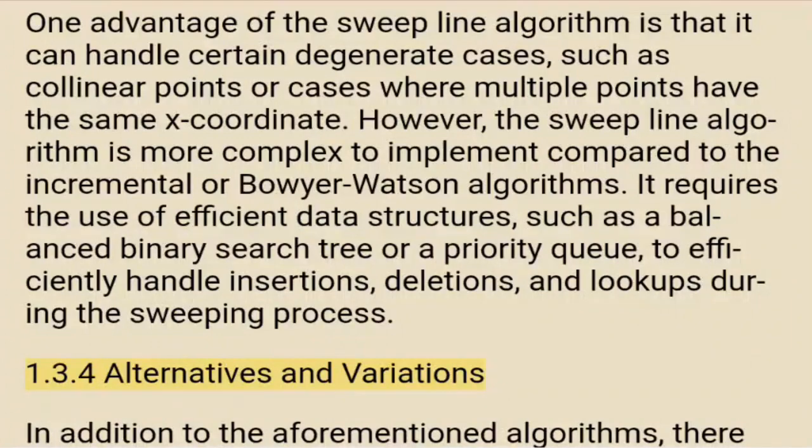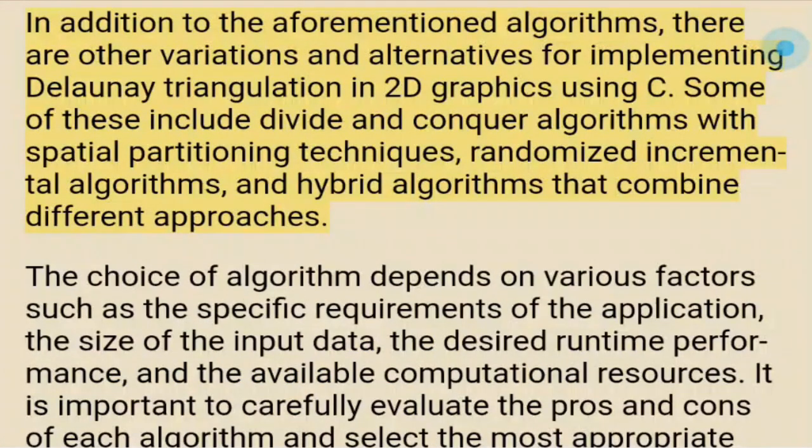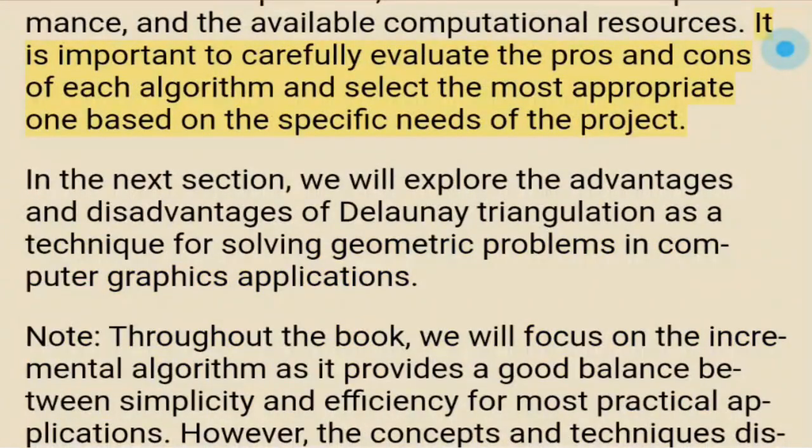1.3.4 Alternatives and variations. In addition to the aforementioned algorithms, there are other variations and alternatives for implementing Delaunay triangulation in 2D graphics using C. Some of these include divide and conquer algorithms with spatial partitioning techniques, randomized incremental algorithms, and hybrid algorithms that combine different approaches. The choice of algorithm depends on various factors such as the specific requirements of the application, the size of the input data, the desired runtime performance, and the available computational resources. It is important to carefully evaluate the pros and cons of each algorithm and select the most appropriate one based on the specific needs of the project.